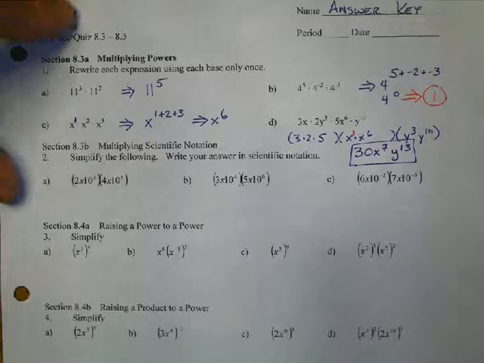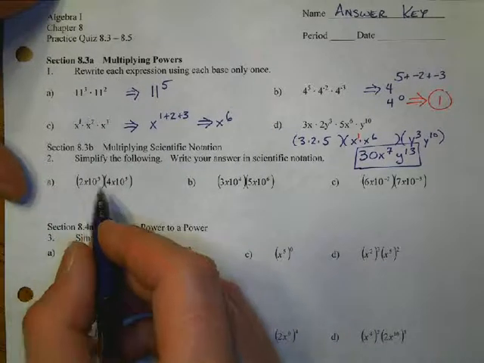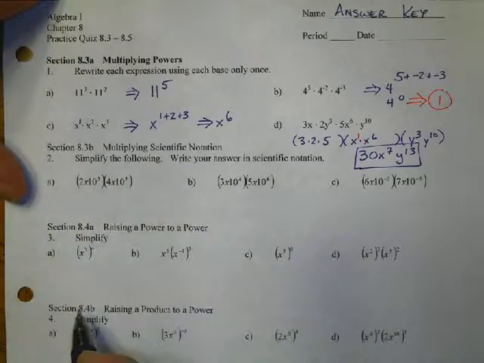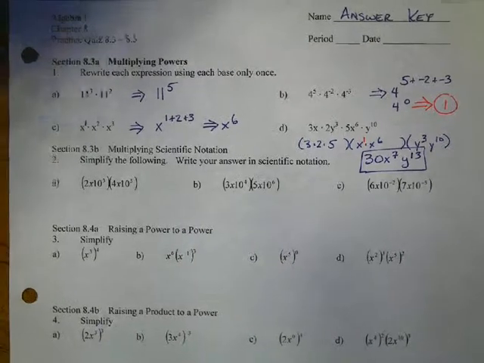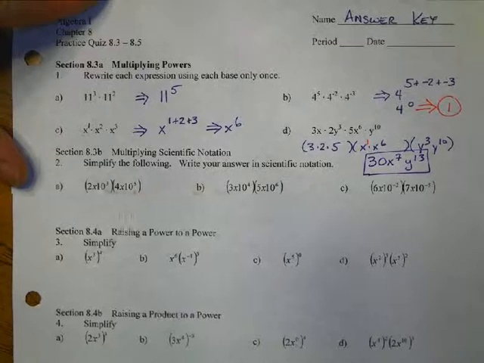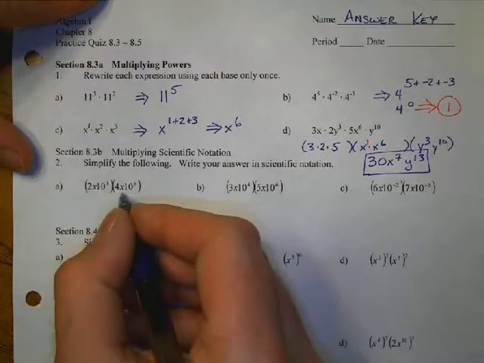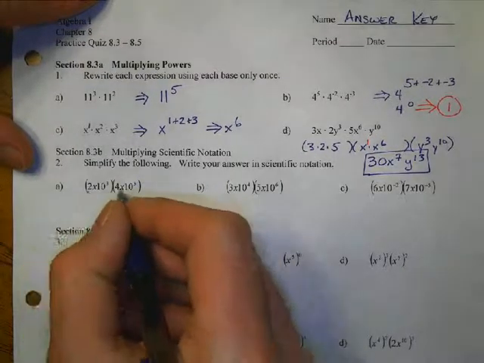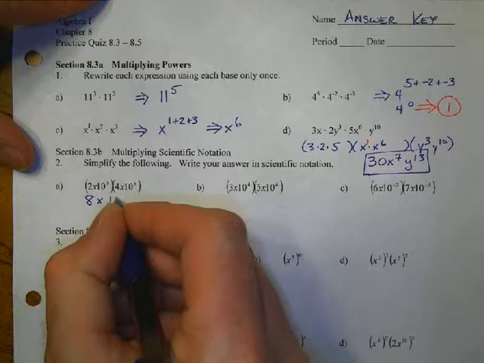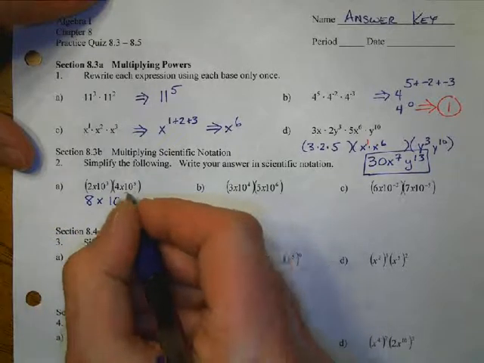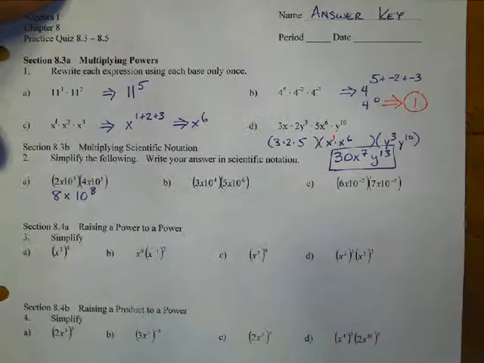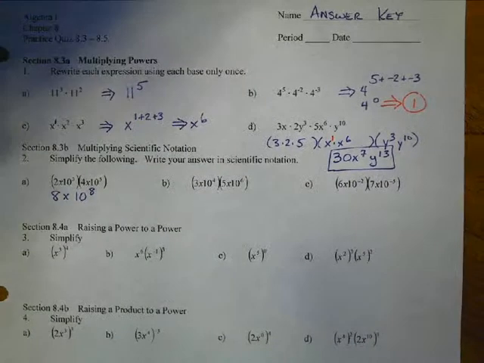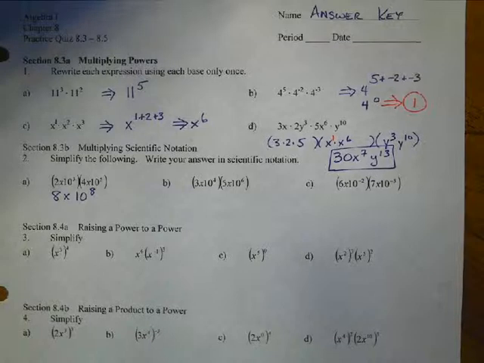On problem 2, we have scientific notation that we're asked to simplify. We're going to multiply the numbers in front and then multiply the scientific notation portion at the back side of each one. So as we look at this first one, we have 2 times 10 to the 3rd and 4 times 10 to the 5th. Well, 2 times 4 is 8. 10 to the 3rd times 10 to the 5th, we add those exponents and get 10 to the 8th.